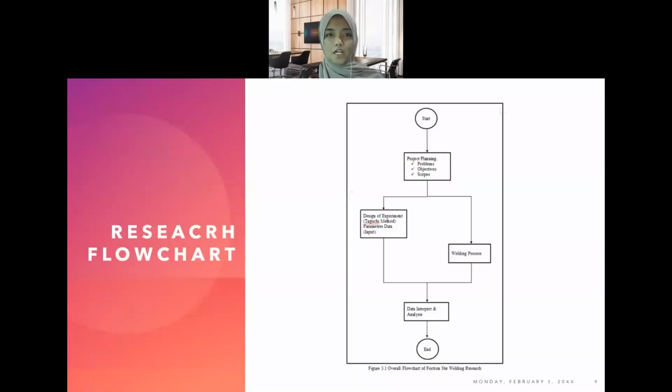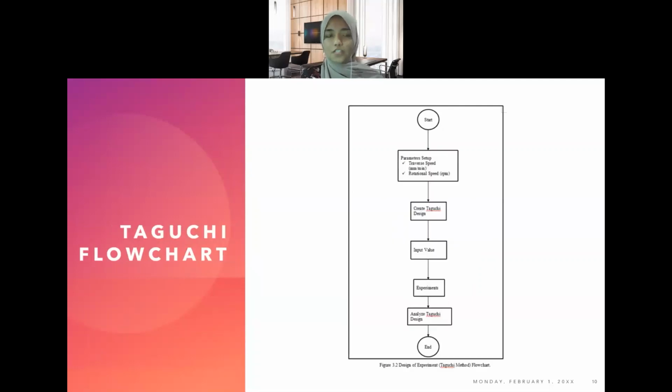Chapter 3. This is the overall research flowchart. We start with project planning, then the design of experiment and the welding process. After having both results, we interpret the data and end. This is the Taguchi flowchart: the parameter setup, create the Taguchi design, input values, run the experiment, and after having the tensile test values, analyze the Taguchi design again, and we get the result.